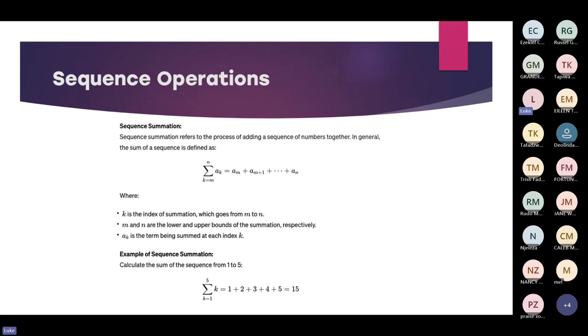Calculate the sum of the sequence from 1 to 5. As you can see, our lower limit, represented by k equals 1, is 1, and the upper limit is 5. This means we have 5 terms in this sequence. So how are we going to do this? As we have said, this k represents the index of the summation, so we are saying 1 plus 2 plus 3 plus 4 plus 5, which if you add all these terms gives us 15.